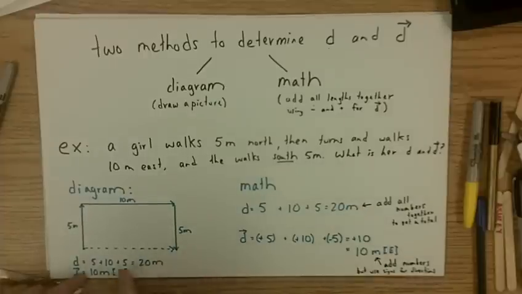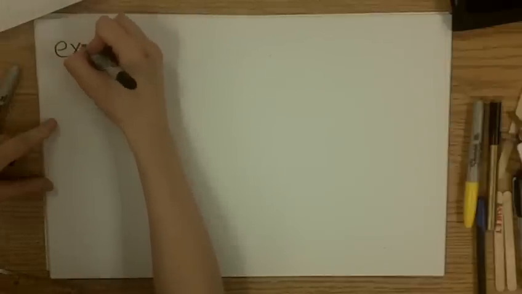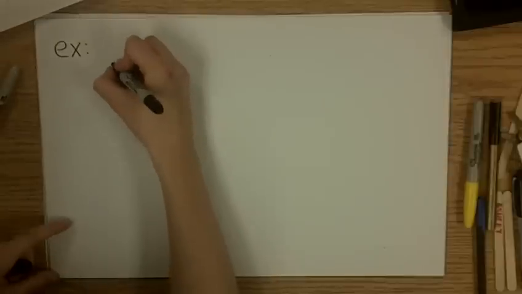Both methods give us the exact same answer. It's just how we got there is different. Example. Here's an example using the diagram method. I'm going to use an ant again.